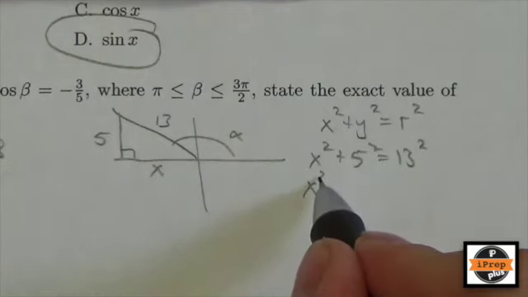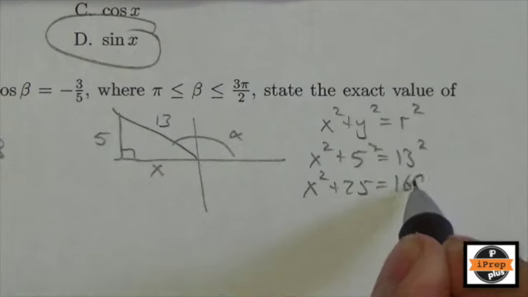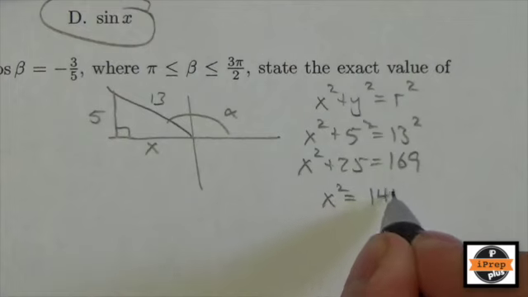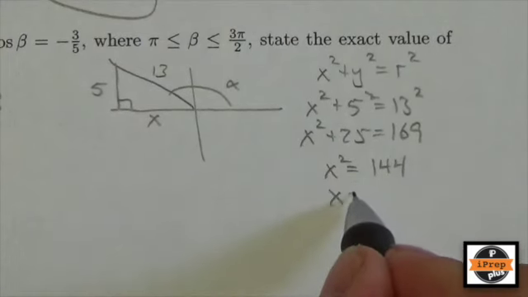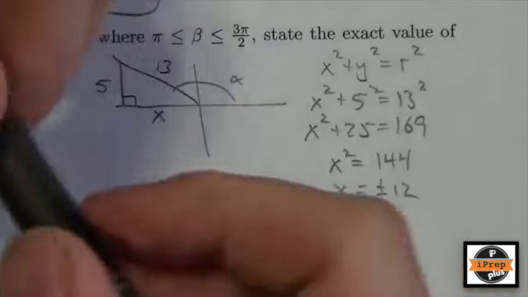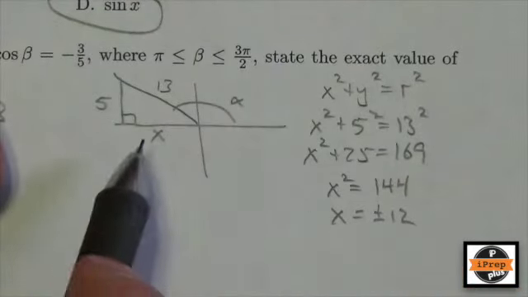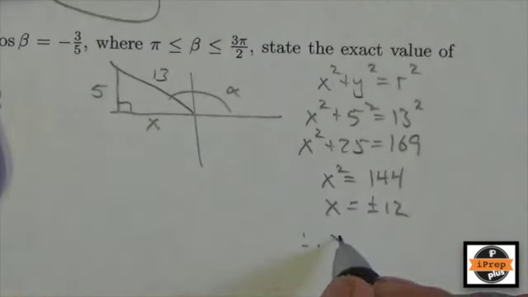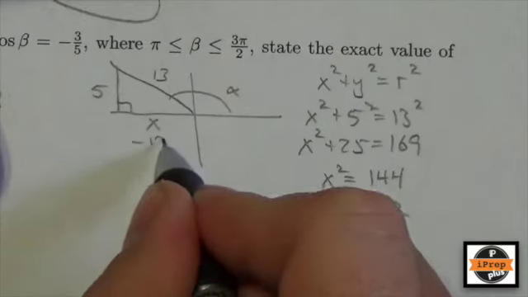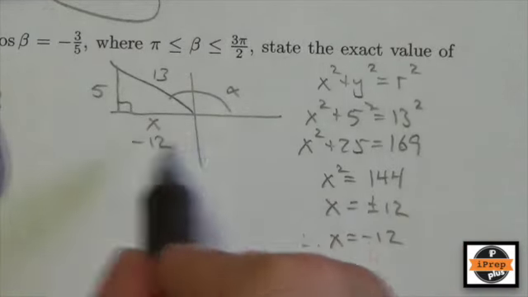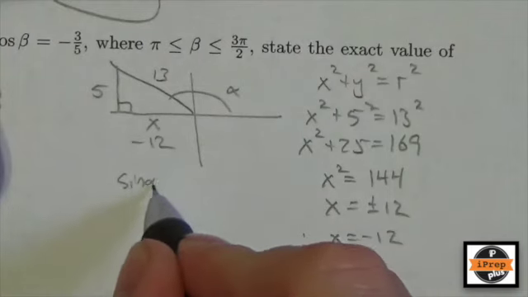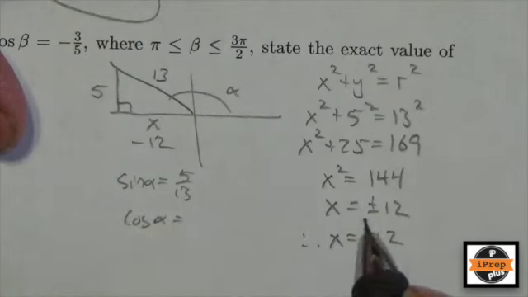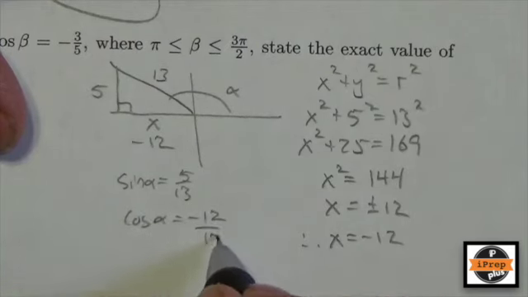So this is going to be x squared plus 25 is equal to 169. Bring that 25 over, we'll get x squared is equal to 144. And so x is either plus or minus 12. Now, let's just take a quick look at this. x could be plus or minus 12, but I know that the angle was in the second quadrant. Therefore x must be negative 12. Now, I knew right away that the sine of alpha was 5 over 13, but now I can tell you that the cosine of alpha is going to be negative 12 over 13.